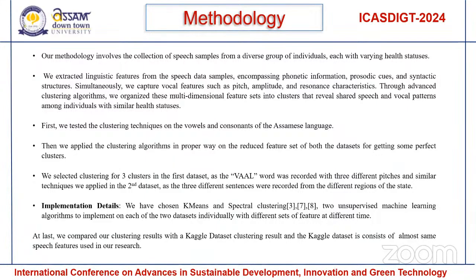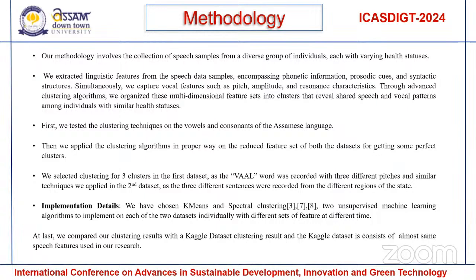status. And then first we tested the clustering techniques on the vowels and consonants of the Assamese language. Then we applied clustering in a proper way on the reduced feature set of both the datasets to get the clusters. And we selected 3 clusters in the first and the second also, because in the first, the vowel word, which means good, was recorded with 3 different pitches. And then we applied the same for the second dataset also, because in that dataset also there were 3 sentences recorded from different regions of Assam and from Assamese people.